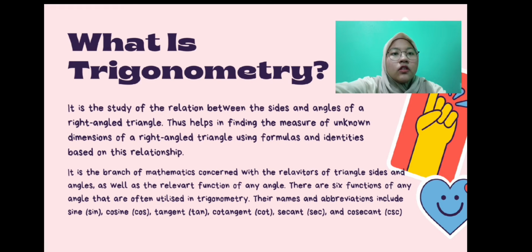They are often utilized in trigonometry. Their names and abbreviations include sine (sin), cosine (cos), tangent (tan), cotangent (cot), secant (sec), and cosecant (csc). Now, how is trigonometry used in architecture?